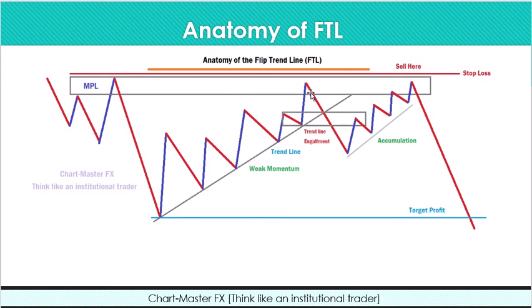So guys, this is the MPL section, which is a valid decision point or any other. Then you wait for the price to approach that MPL. Then once you see that all the conditions have been met, then you can pull the trigger. So guys, this is the general anatomy of the flip trend line.